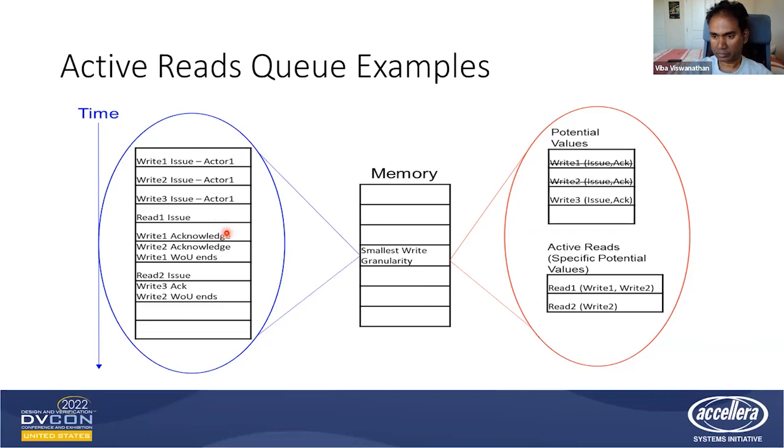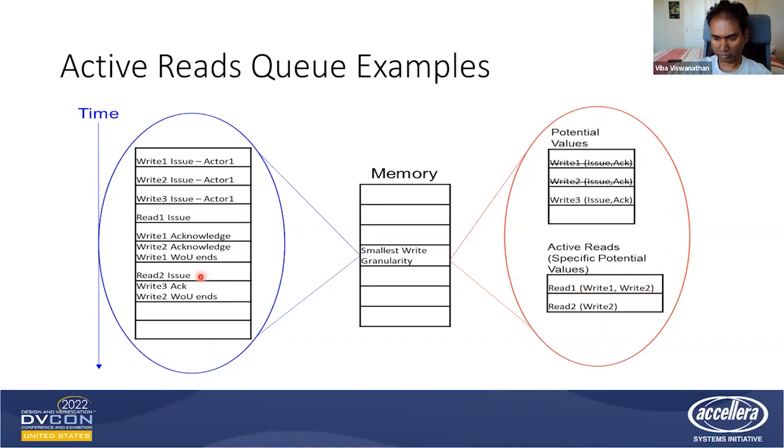Meanwhile, write 1 and write 2 both complete, and because write 2 completes, write 1 gets superseded. When write 1 gets superseded from the potential values queue, read 1 is present in the active reads queue, and as a result, we add the superseded value of write 1 into read 1's active reads entry.